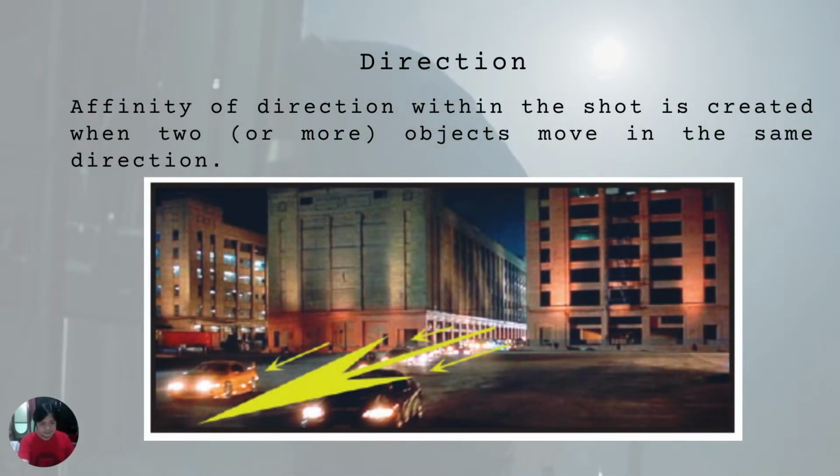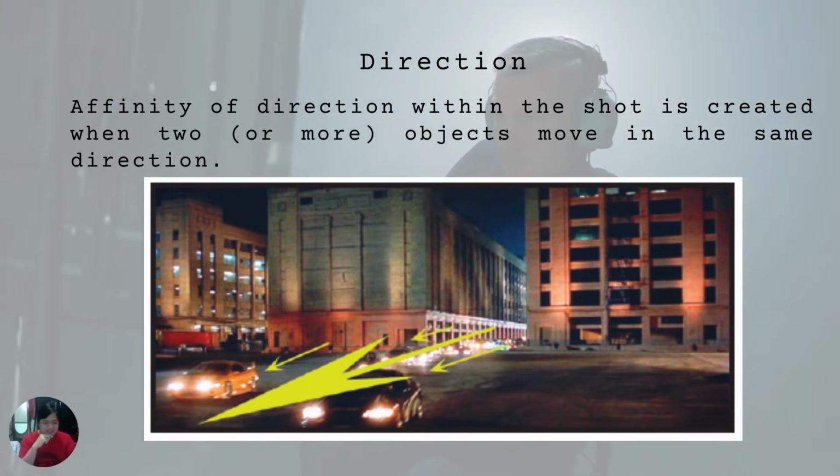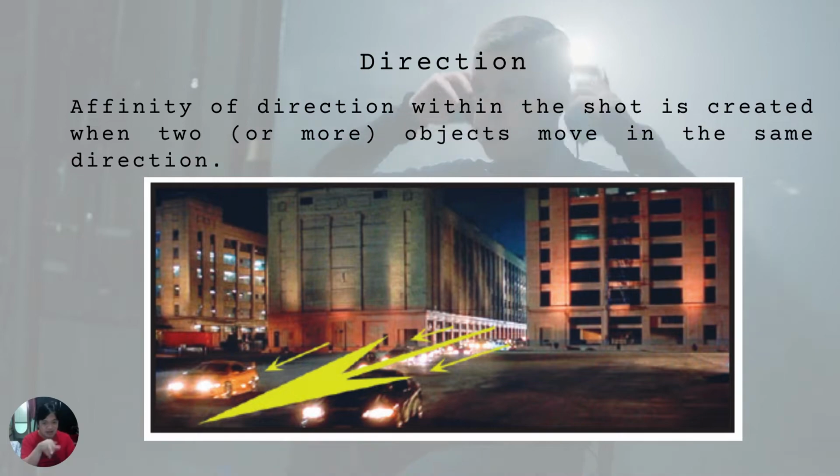Affinity of direction within the shot is created when 2 or more objects move in the same direction. Now, in this image in front of you, you can see that the cars are moving forward in the direction of the arrow. The arrows are just imaginary. Even without the arrows, you can see the direction of the cars because you have references, a number of cars moving in one particular direction.